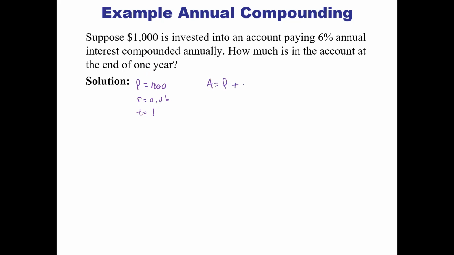And so what we're going to have first is, what is A? Well, that's going to be the principal plus whatever interest we earned. What is the interest earned? Interest, remember, is just PRT for simple interest. Since this is just simple interest compounded once at the end of the year, we have 1,000 times 0.06 times 1. Multiplying those together, we get 60 times 1, so the interest is $60. So the future value is the original amount invested, $1,000, plus the interest we got, $60. That's going to be $1,060, our future value at the end of 1 year.